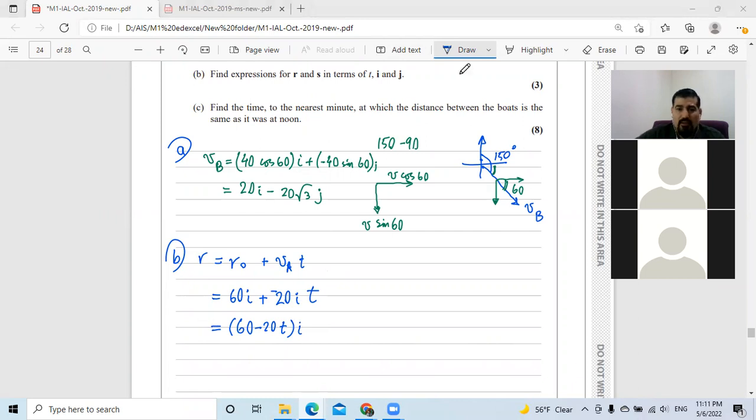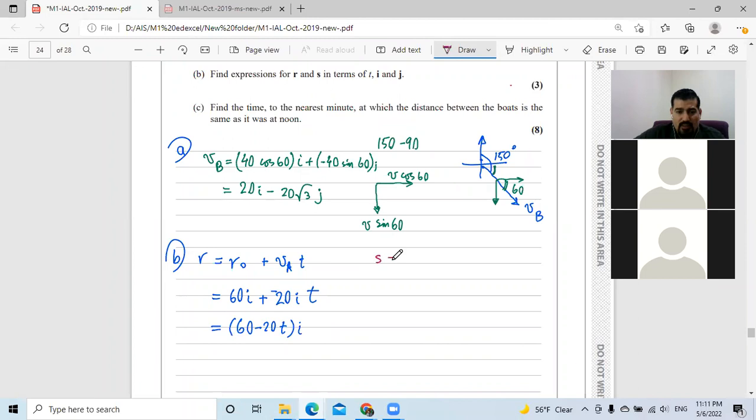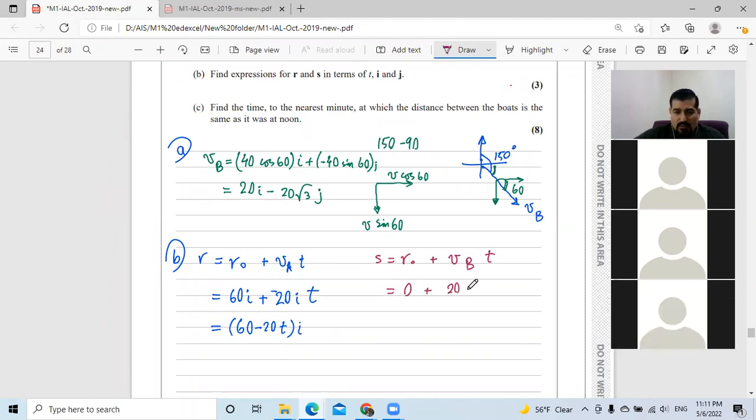This is R. Let's do the same thing for S, the motion for B, which is R naught plus V for B times t. R naught was 0 plus the velocity for B, which we just found, 20i minus 20 square root of 3 j multiplied by t. So it will be 20ti minus 20 square root of 3 tj. This is easy, 3 marks.